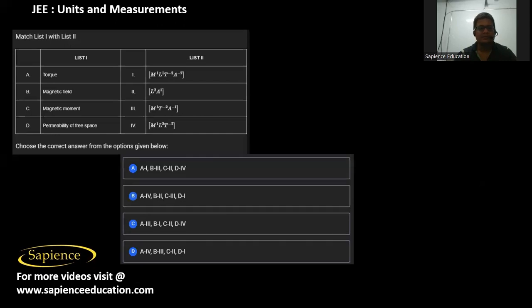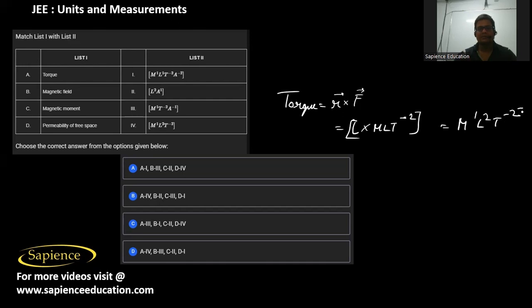Then it is told to match list 1 with list 2. We have to find the dimensional formula for torque. Torque, as you know, is equal to r cross F. Length into force, so that will be L into MLT power minus 2. So that will be M power 1 L square T power minus 2. So A will match with 4.